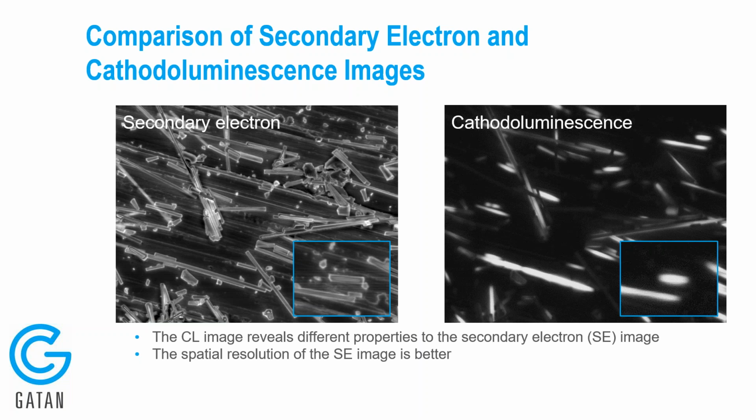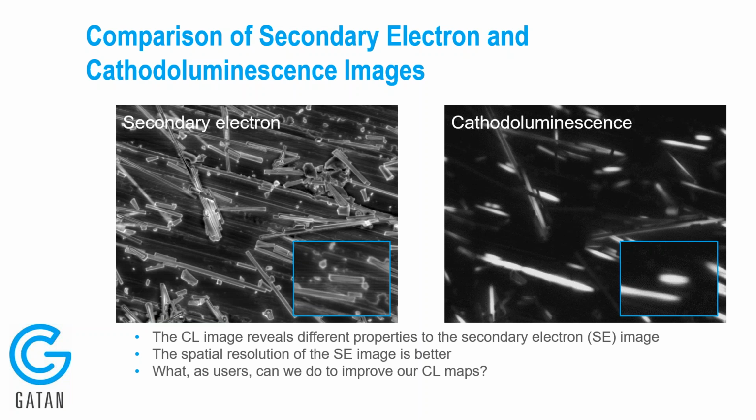We shouldn't be surprised by that. We've already seen how CL gives you information about optical and electromagnetic properties rather than structural properties necessarily, whereas the secondary electron gives us topographical information. The other thing that's important to note, though, is that the spatial resolution of the CL image is not as good as the secondary electron image.